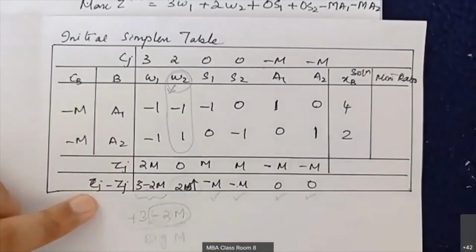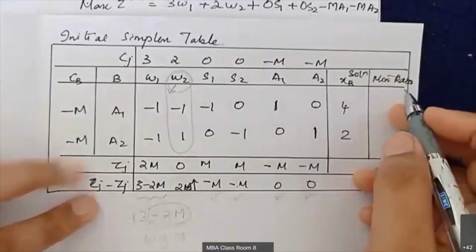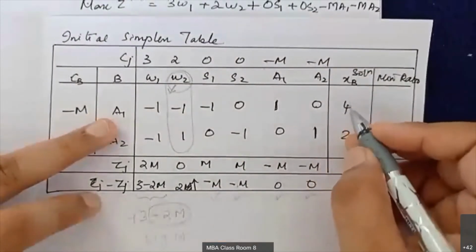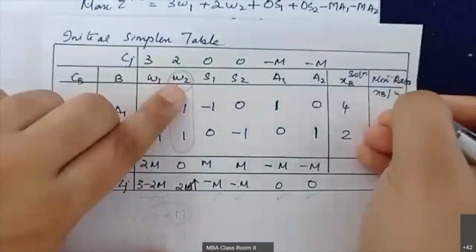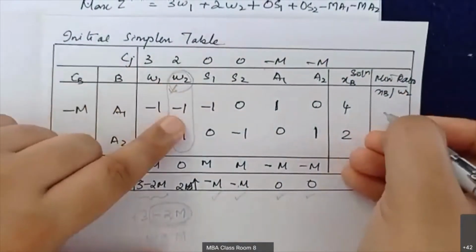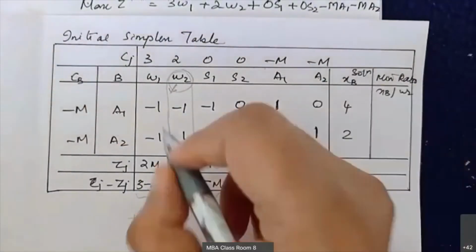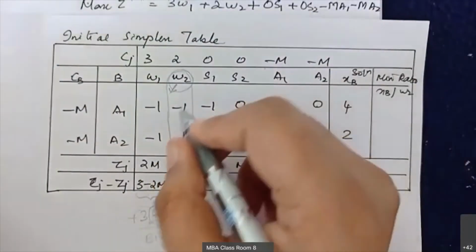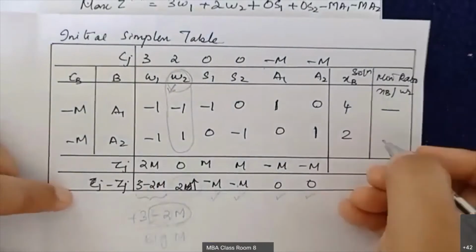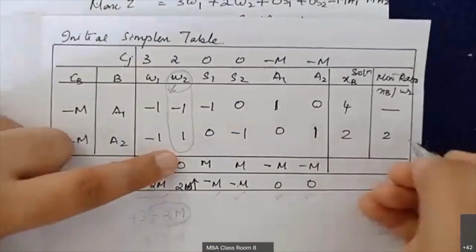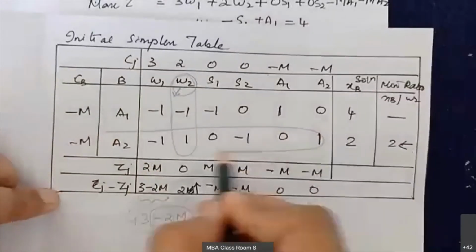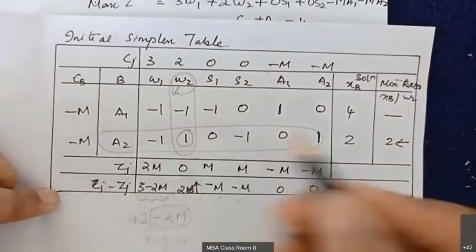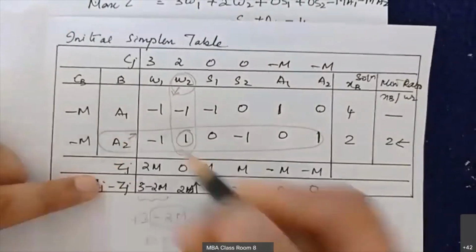Okay. So now we have to decide the minimum ratio. We decide it by dividing the XB column with the key column. Key column is W2 over here. So 4 divided by -1. We don't have to enter it because it is a negative value in the key column, so we'll just put a dash there. Second number is 2 divided by 1, which is 2. So this is going to be the outgoing vector. We have the key element as 1. This A2 is going to be the outgoing vector.